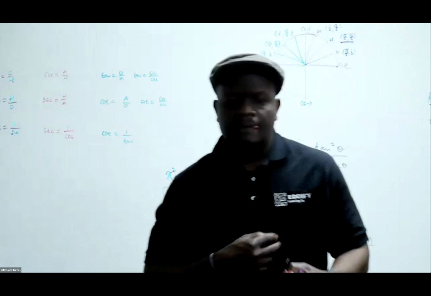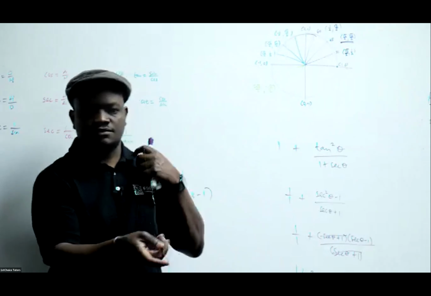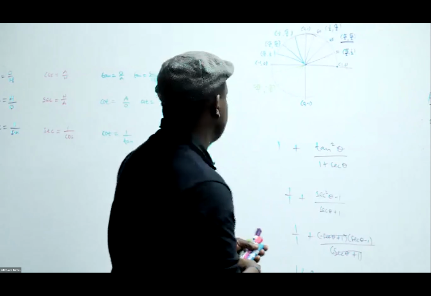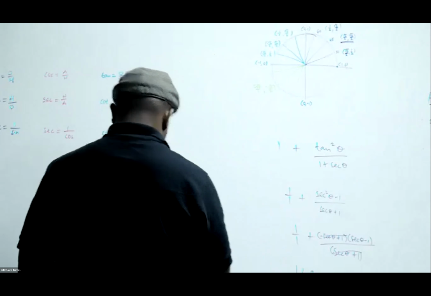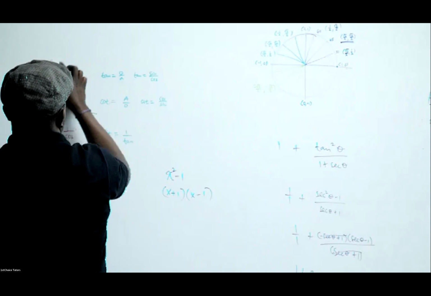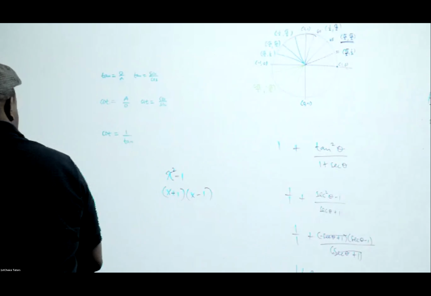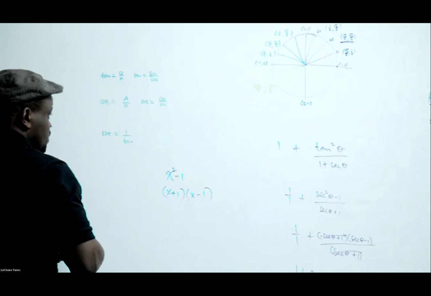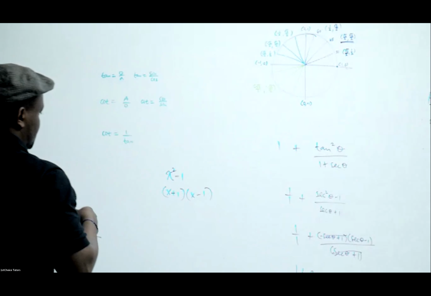So let's do this. What was the first question on there? Find the values of the 6 trigonometric functions as fractions for angle theta. Right. So trigonometric functions are as follows.